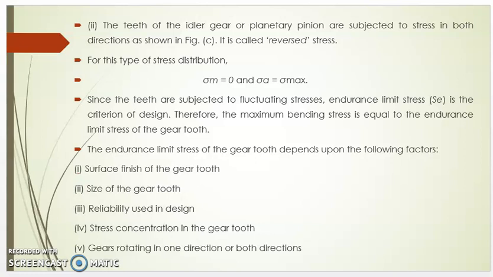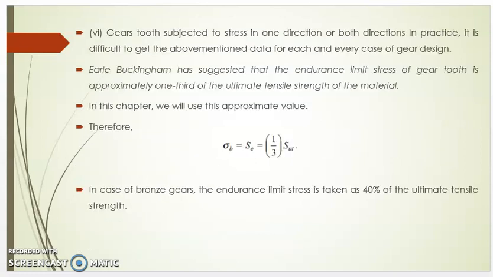Since the teeth are subjected to fluctuating stresses, endurance limit stress sigma E is the criterion of design. Therefore, the maximum bending stress is equal to the endurance limit stress of the gear tooth. The endurance limit stress of the gear tooth depends upon the following factors. First, surface finish of the gear tooth. Second, size of the gear tooth. Third, reliability used in design. Fourth, stress concentration in the gear tooth. Fifth, gears rotating in one direction or both directions. Sixth, gear tooth subjected to stress in one direction or both directions.